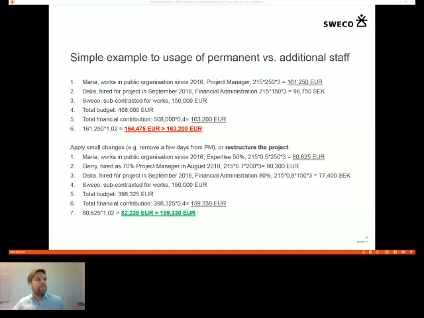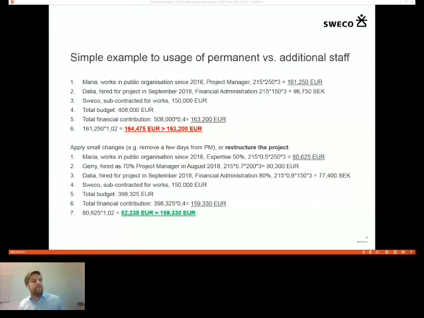Dalia will still work, but she will work a little bit less since there are quite many people on the project now. Still, we plan to fill 2 full employments. So Dalia will work at 80% with the financial administration and perhaps a little bit less with other tasks. And her final cost will be 77,400 euros, not SEK. Again, Sweco or any other sub-consultant will be subcontracted to do works at 150 euros.